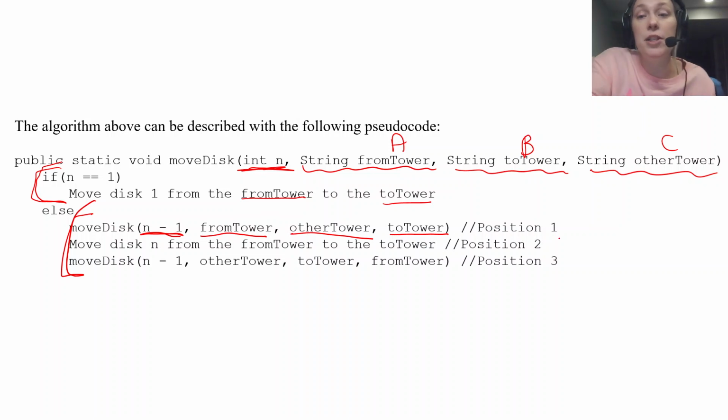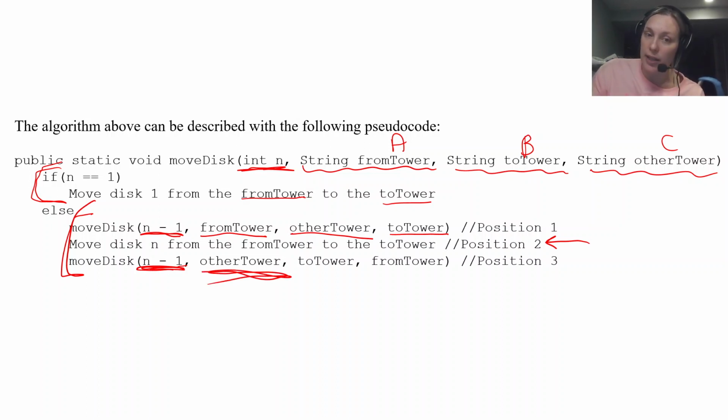Position 2, remember, was just one line of code. Position 2 wasn't recursive. It was just the last disk from where I started to where I'm going. And then position 3 was a recursive movement, the same movement just with different towers. I move n-1 disks from my other tower, my utility, to my to tower, and my from tower is now my new utility.